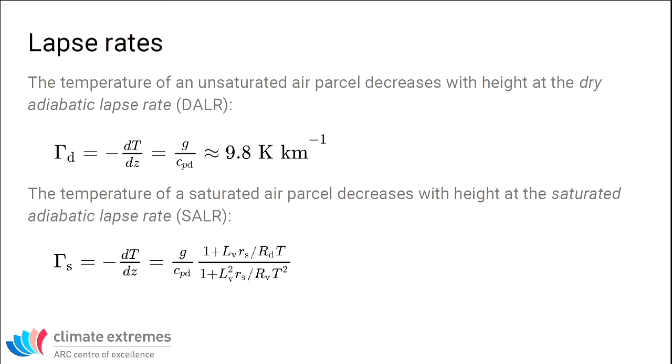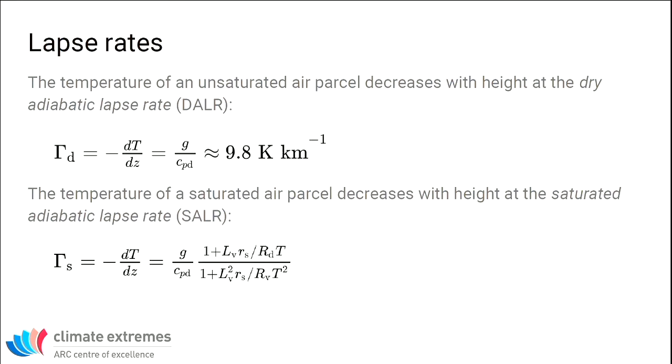And it cools because it expands, right? You lift the parcel up, the pressure decreases, it expands, and it does work upon its surroundings, and therefore its temperature decreases. And this is actually a constant. It's just the gravitational constant divided by the specific heat at constant pressure for dry air. And it's roughly 10 degrees per kilometer. So that's nice and simple.